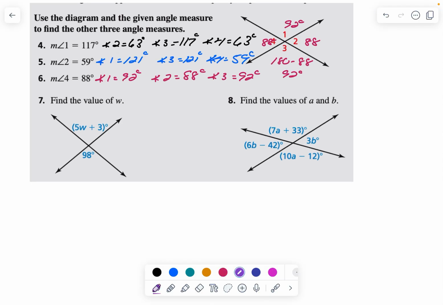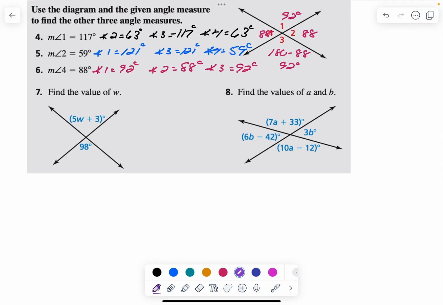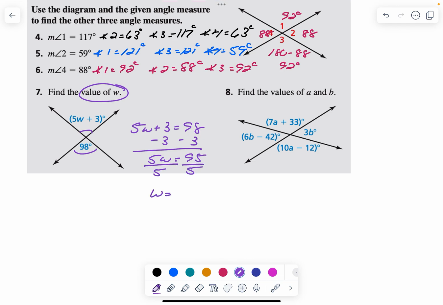All right, these last two, these are vertical angles, so they're congruent. So 5w plus 3 equals 98. We're going to solve that equation because we want to find the value of w. So 5w equals 95, divided by 5, divided by 5. W equals 19.